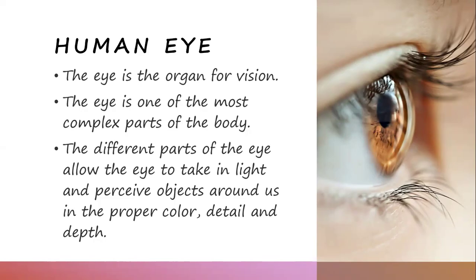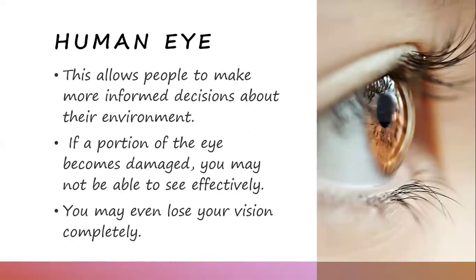They help to take in the light and perceive the various things that we can see in a proper way, such as color, detail, and depth. So those are human eye parts. Now, this allows people to make more informed decisions about the environment. If a portion of the eye becomes damaged, you may not be able to see effectively. You may even lose your vision completely. So every part in the human eye has to function very well, otherwise you may lose your vision or simply not see properly.